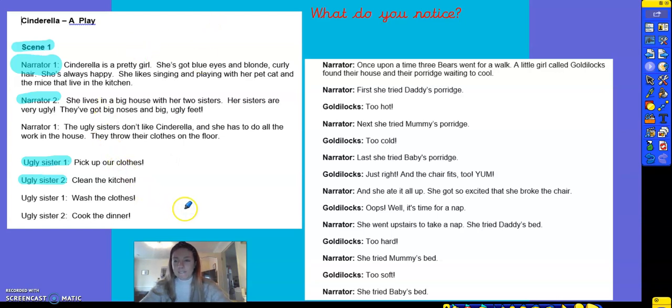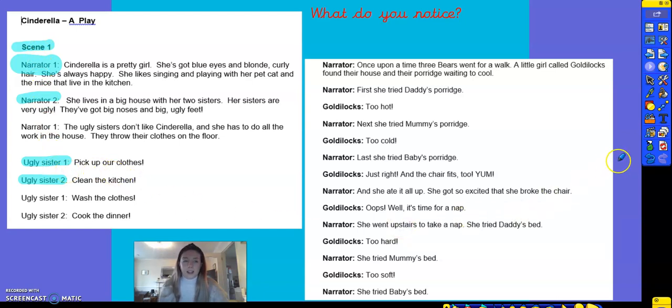Okay, I'm just going to share that first part of Cinderella with you then. What did you notice about when I read it aloud? Did I say, narrator 1, Cinderella is a pretty girl? I might have said it at the beginning, but then as I went through, I just read the line, because when they're performing it on the stage, they don't need to say, ugly sister 1, followed by the line. This is just here to show us whose turn it is to talk. So we've got the scene. It's telling us it's scene number 1. It's the first part of the play. And then the beginning shows us whose turn it is to talk.